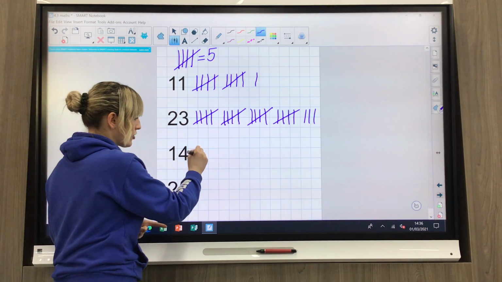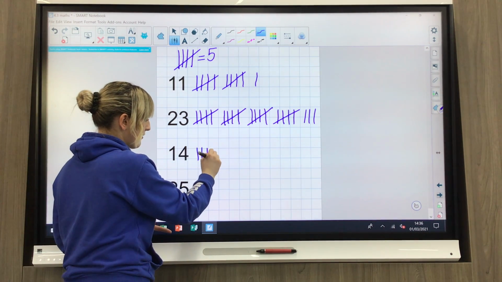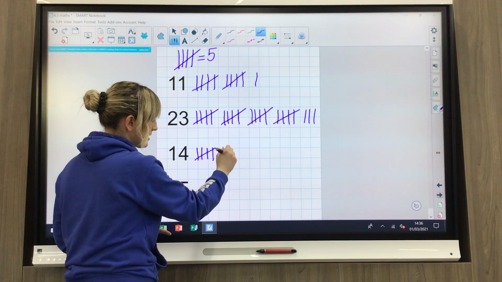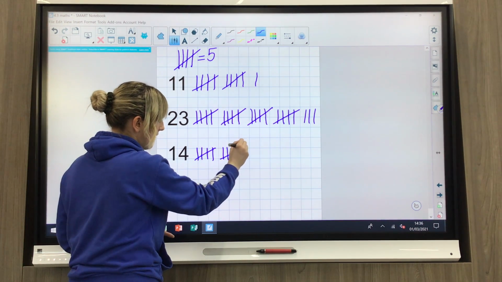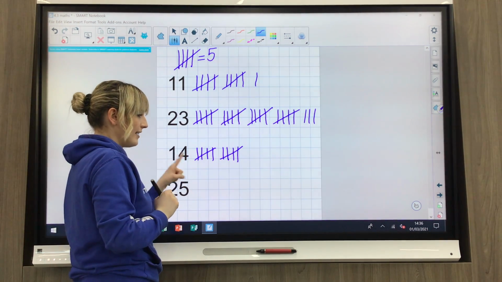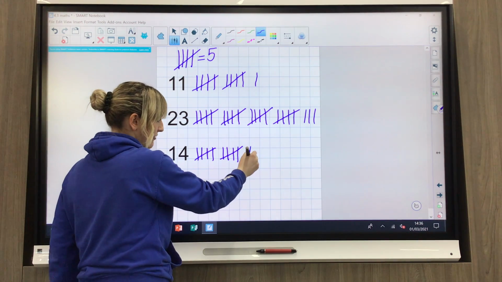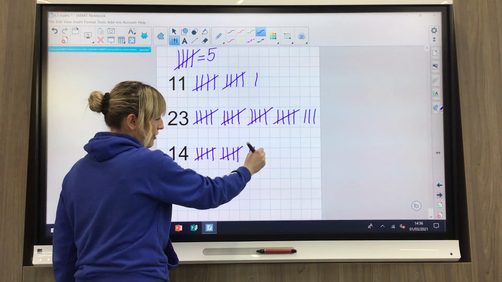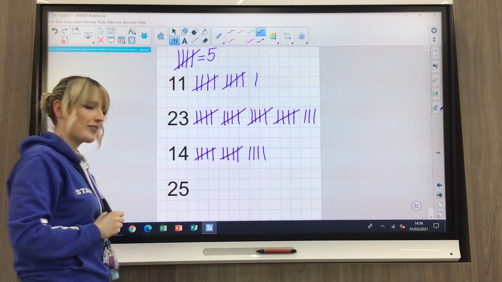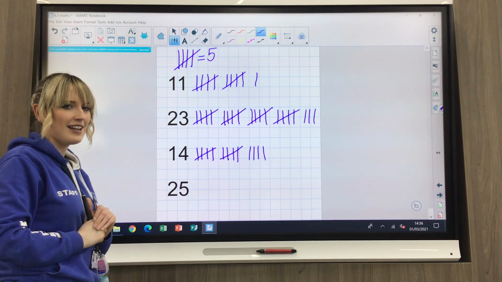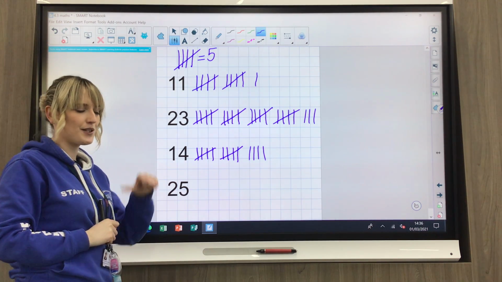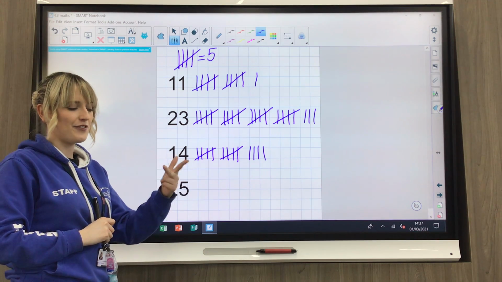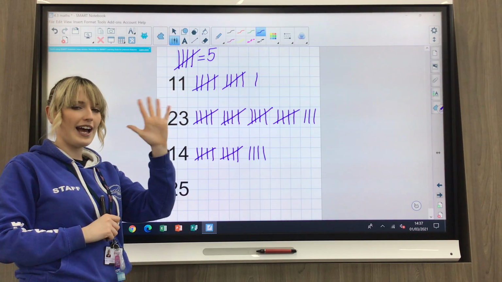So I know I've got 2 lots of 5. So 1, 2, 3, 4, 5, 6, 7, 8, 9, 10. I'm on 10. I need to get to 14. So 11, 12, 13, 14. 25 then is in our 5 times tables. 5, 10, 15, 20, 25.